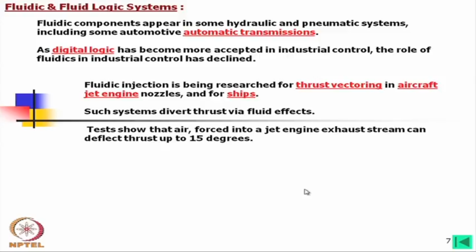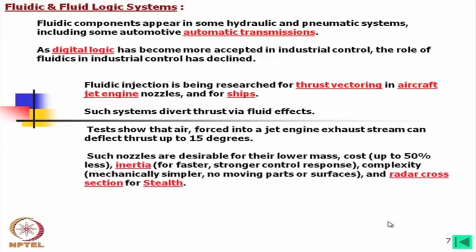Tests show that air forced into a jet engine exhaust stream can deflect thrust up to 15 degrees. So, this is just information. A small jet of very low pressure can divert a thrust by 15 degrees. This means that if you can divert the thrust, it will have a better impact on the impeller, which will give more power output.